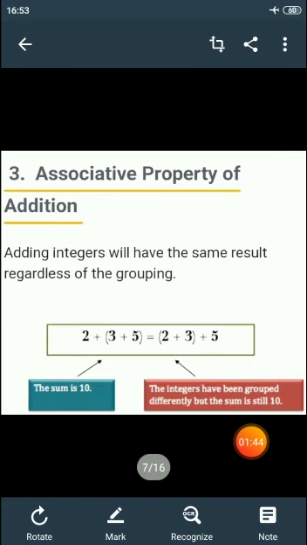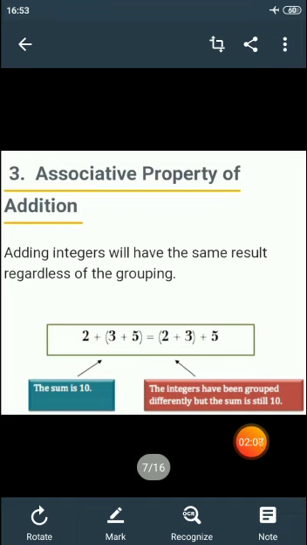Associative property of addition. Adding integers will have the same result regardless of the grouping. 2 plus (3 plus 5) is equal to (2 plus 3) plus 5. The sum is 10. The integers have been grouped differently but the sum is still 10.